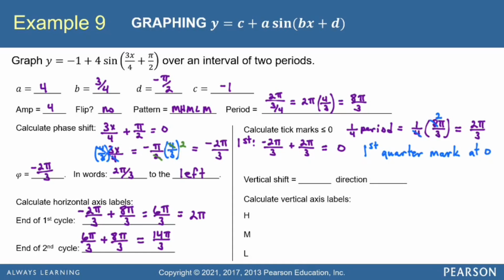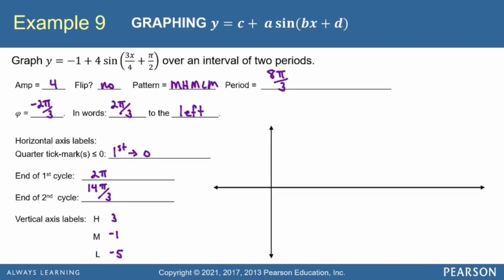For the vertical shift, we know that C is negative 1. So that means that the whole graph is going to get shifted 1 down. Okay, now for the high, middle, low, the amplitude of this graph is 4. So the high, middle, low would have been 4, 0, negative 4. But now everything's going to shift down 1. So we have to say minus 1 on each of those. And 4 minus 1 gives us a new high point of 3. 0 minus 1 gives us a new middle point of negative 1. And negative 4 minus 1 gives us a new low point of negative 5. Let's take all this information to the next slide so we can graph.